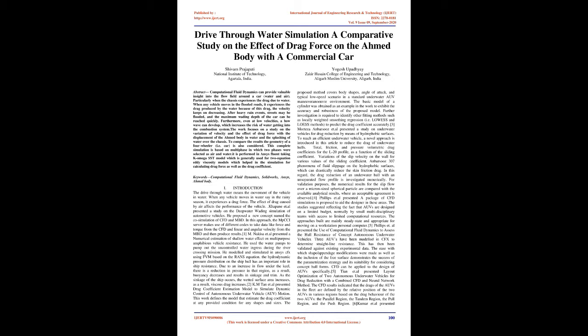Computational fluid dynamics can provide valuable insight into the flow field around a car, water and air, particularly when the chassis experiences the drag due to water. When any vehicle moves on flooded roads, it experiences the drag produced by the water. Because of this drag, the velocity keeps on decreasing.